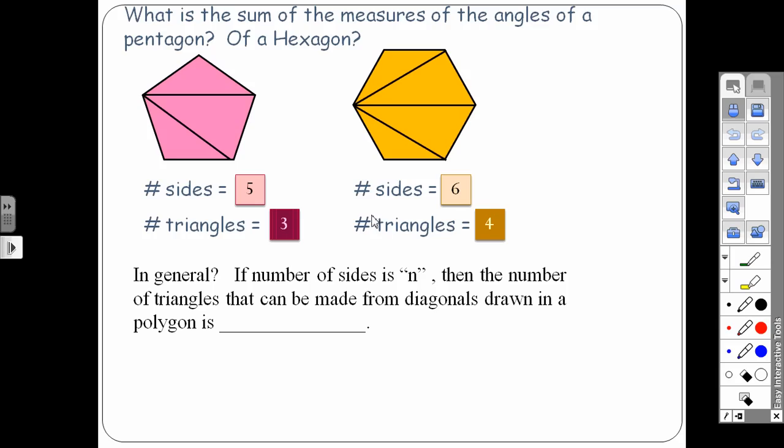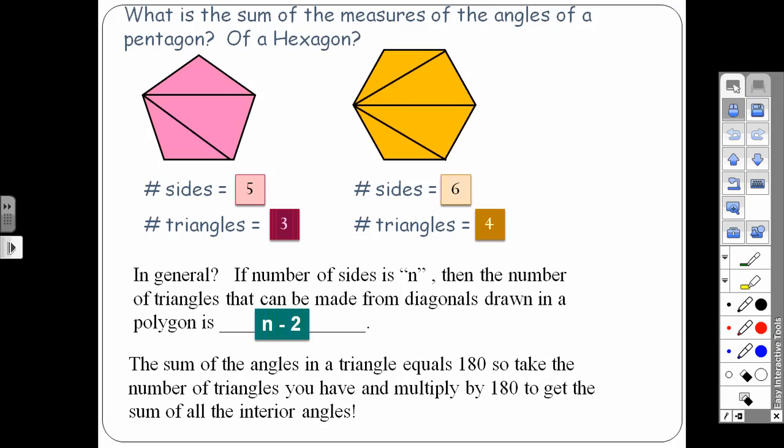So in general, we want to come up with a formula for n number of sides. If we look at the relationship between 5 and 3 here and 6 and 4, we can see that they have the same relationship, and it's a difference of 2. So what we can say is that the number of triangles that can be made from the diagonals drawn in a polygon is always going to be n minus 2. Alright, so that's good. That's telling us the number of triangles. So what are we going to do with that?